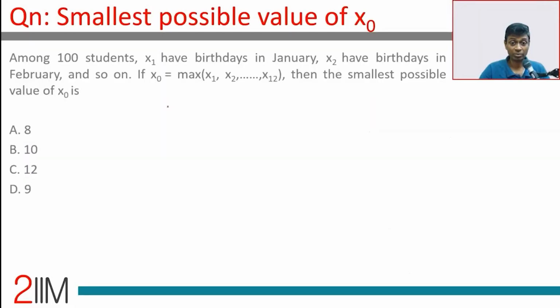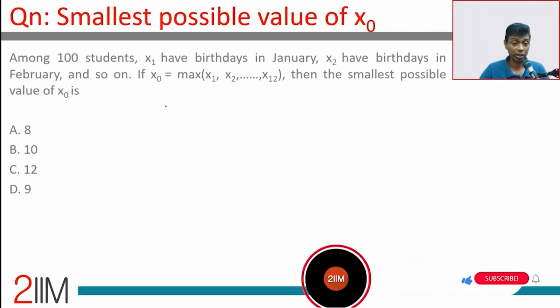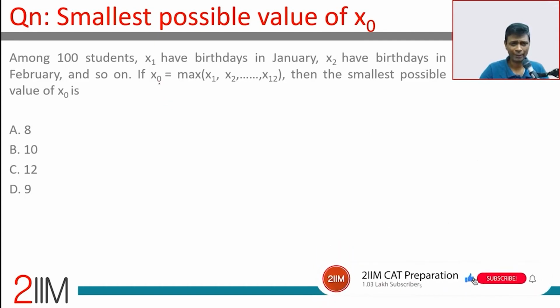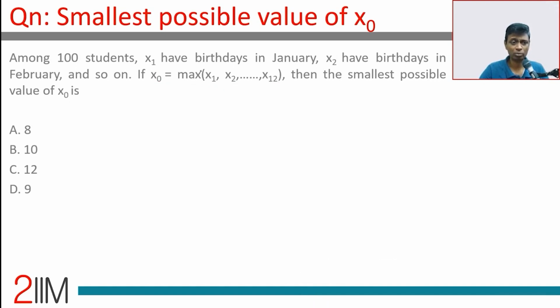Among 100 students, x1 have birthdays in January, x2 have birthdays in February, and so on. x0 is equal to the maximum of x1, x2, x3 till x12. Then the smallest value possible of x0. So all 100 could have birthdays in January, so x0 could be 100. Technically speaking, x0 could be 90, x0 could be 50. 50 people in January, others being distributed.